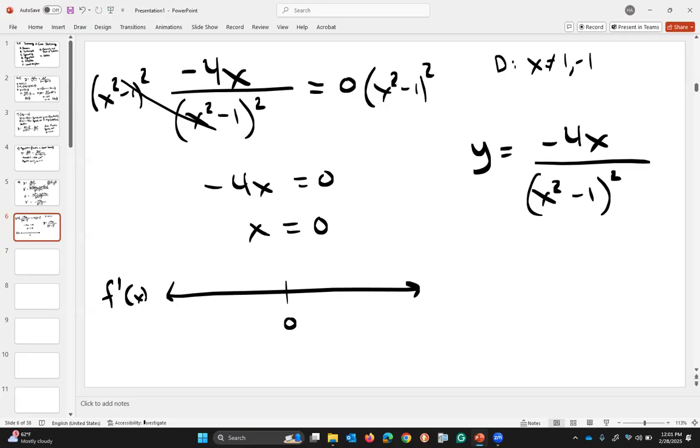Yes. Depends. -1 times -1 is positive. If you cube it, no. If it's an odd power, the sign will change. If it's an even power, if you square a negative number, the sign will change. If you square a positive number, it doesn't.